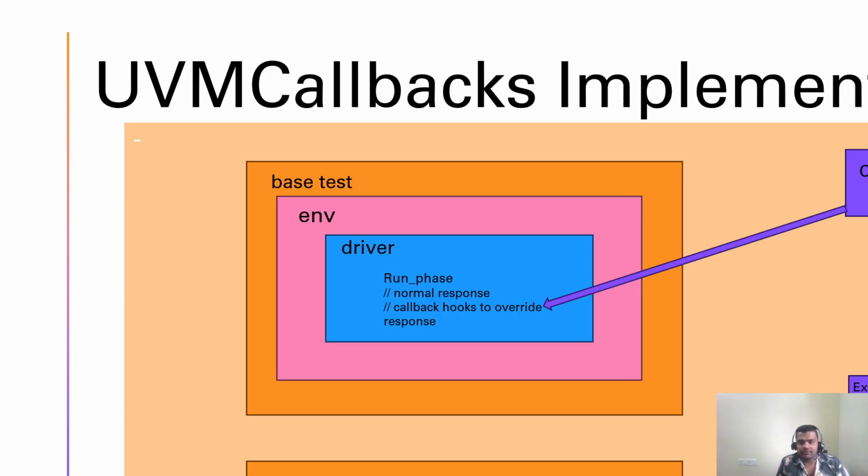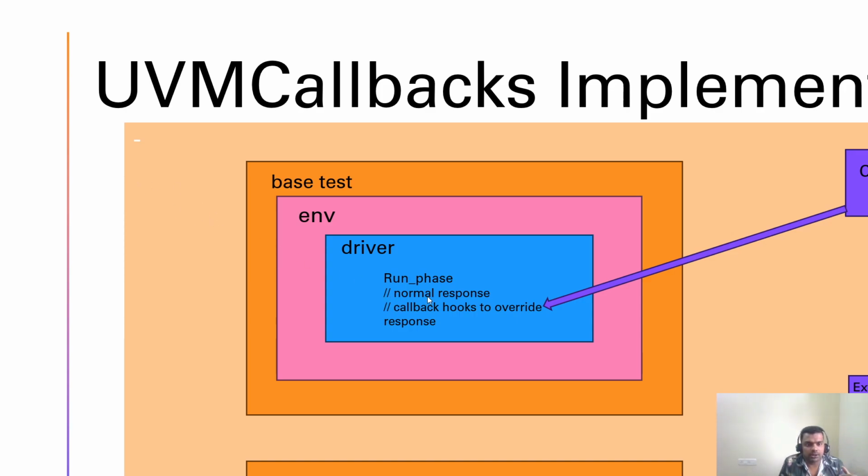So this slide represents what I'm going to implement. This is a UVM callbacks implementation flow diagram, and if you see, this is a very basic UVM test bench. There is a driver class, an env and a base test. In the driver class run phase, let's consider this is a slave responder, where it will respond with different responses. Let's say OKAY, EXOKAY, SLVERR and DECERR are the different responses that a driver can send, and the normal behavior or normal response will always be OKAY. That is what we are driving in the run phase.